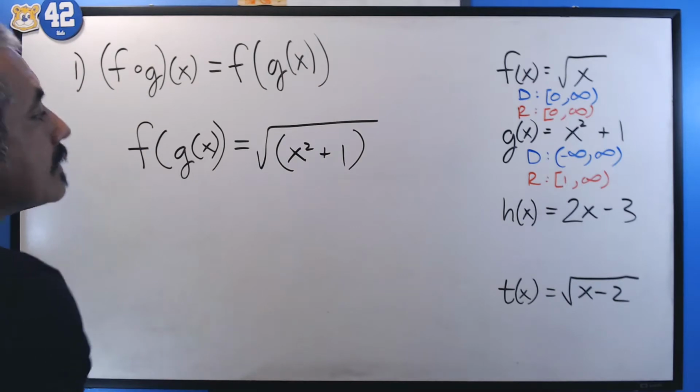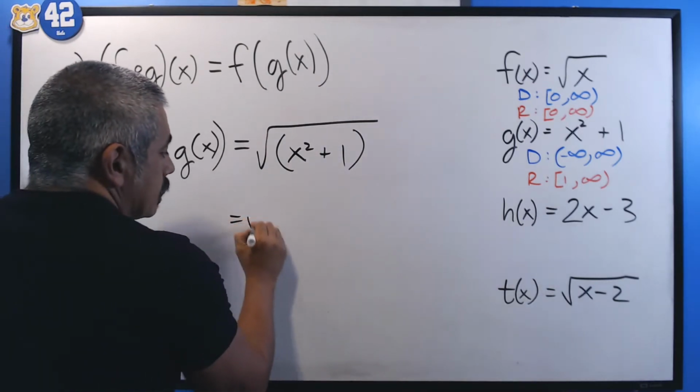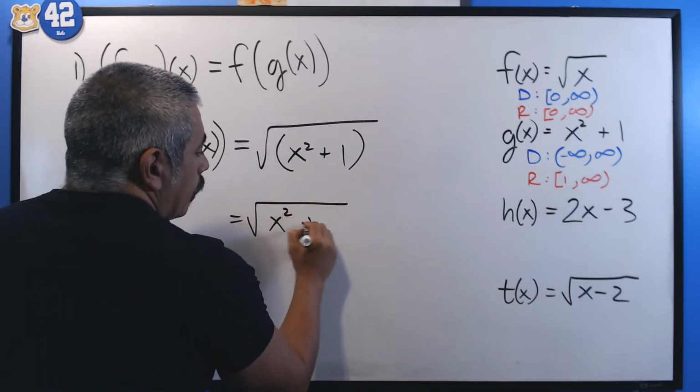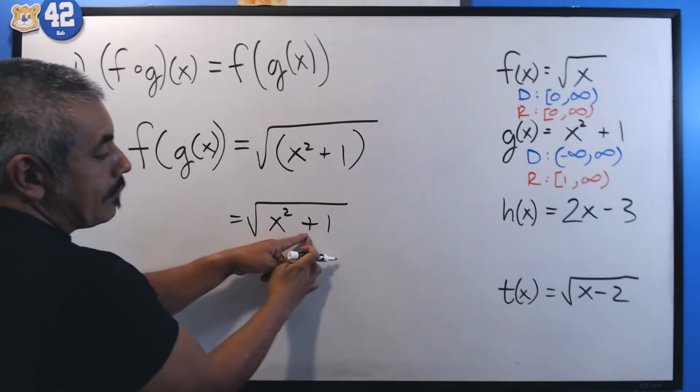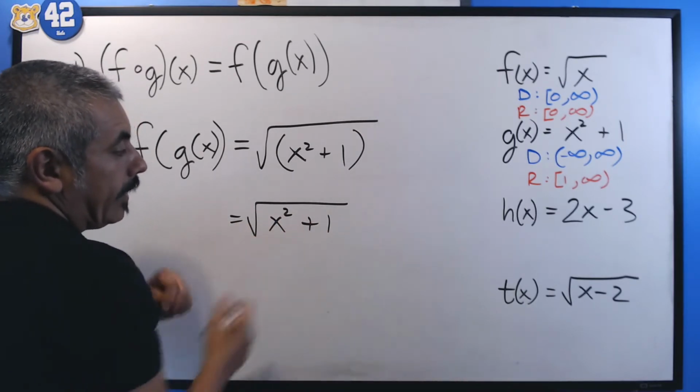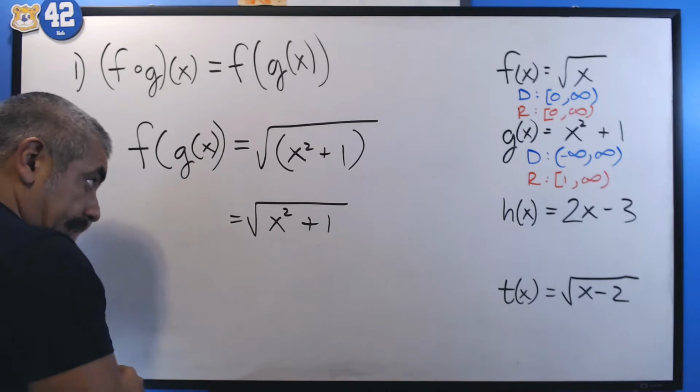And the only way we can simplify this is by getting rid of the parentheses. Square root of x squared plus 1. Remember that we cannot simply take the square root of this and the square root of that and make that an expression. That is not the case.